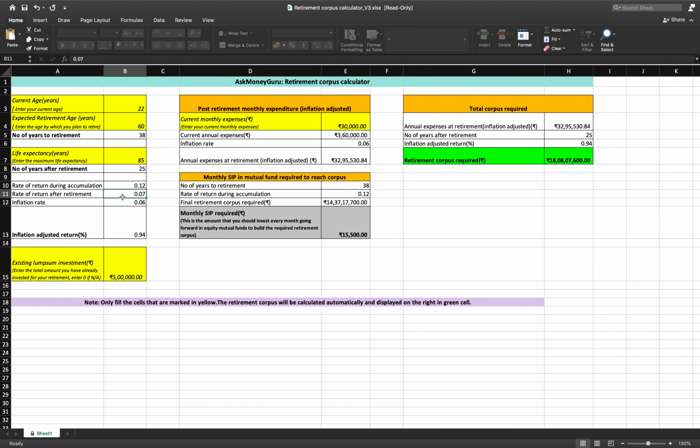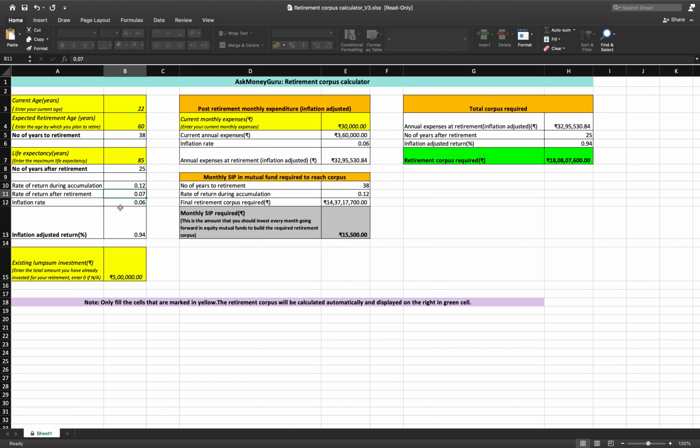Then the rate of return after retirement. Once you have retired and you have the retirement corpus in hand, you can't just let it lie idle in the bank. You still have to invest it in some good products, but they need to be safe. They need not provide great returns, but they need to be safe, because safety is most important after retirement. While you will use some part of it for your daily expenses, the remaining part should be invested so that it keeps earning returns.